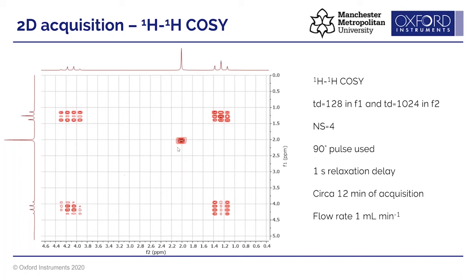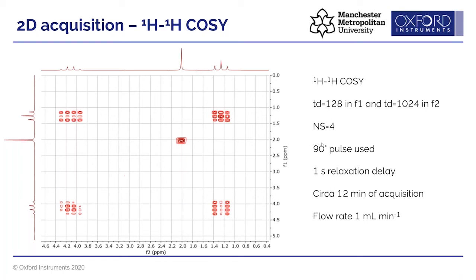To the right-hand side, I've got the experimental details about how this COSY was collected. We're using 1024 points in the F2 direction, which is the horizontal, and 128 points in the F1 direction, which is the vertical. Each of those points in the vertical direction was acquired 4 times. We're using 4 scans per time domain increment.